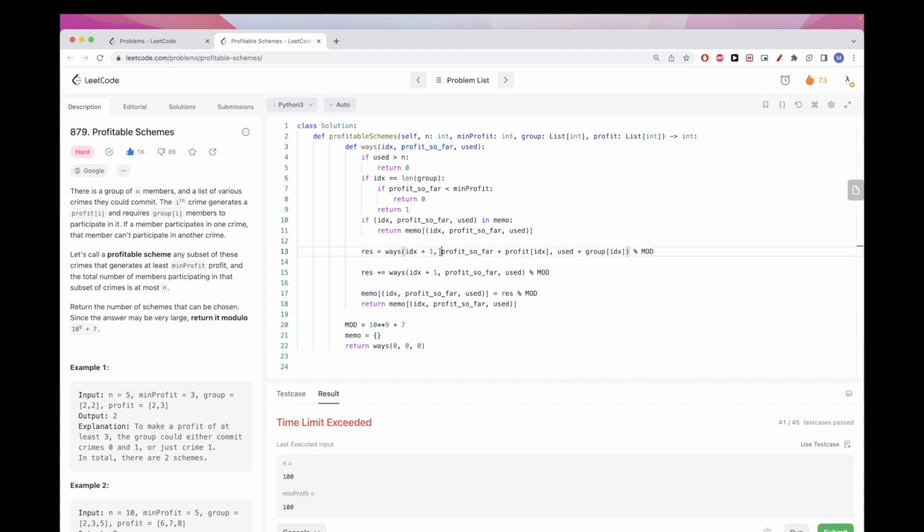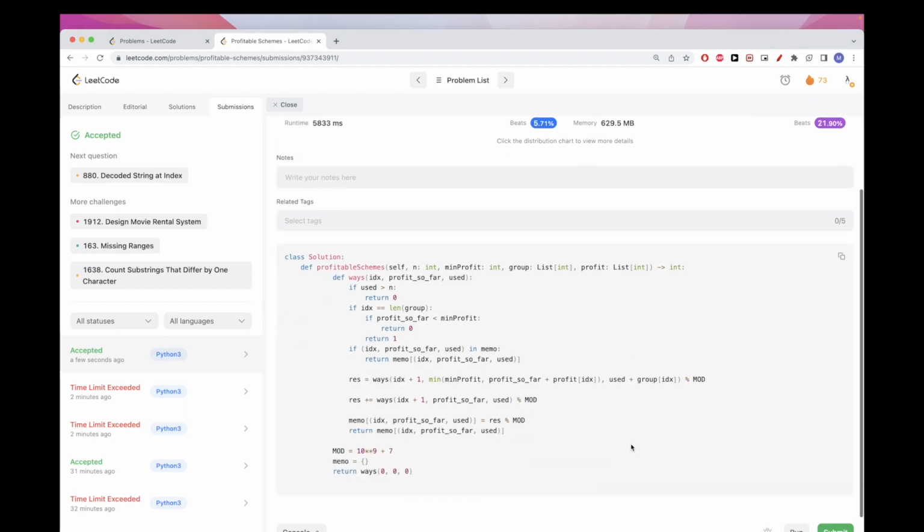So what we can do is take only up to the minimum profit here, because that's all we need. If it's bigger, we can just pass the min profit, and this check here will pass and we will get 1. If we cap it at min profit, then all the bigger values will have the same value for this state, and that reduces the number of combinations by a lot. Let's run it and see if it passes. And that passes, right? So memoization alone is not always enough.